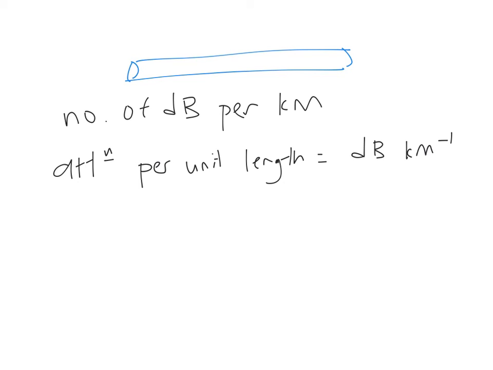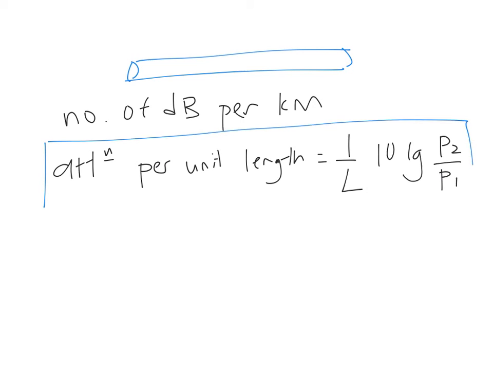So the formula will be 1 over L times 10 log P2 over P1. This is the second formula that you need to learn. If they give you the attenuation per unit length, or the number of dB per kilometer, it is actually equal to this formula. So what do we do? Since we're talking about attenuation, which power is bigger, input or output? Input. So we put the input on top, the output at the bottom, and the distance L. Then we have the attenuation per unit length.